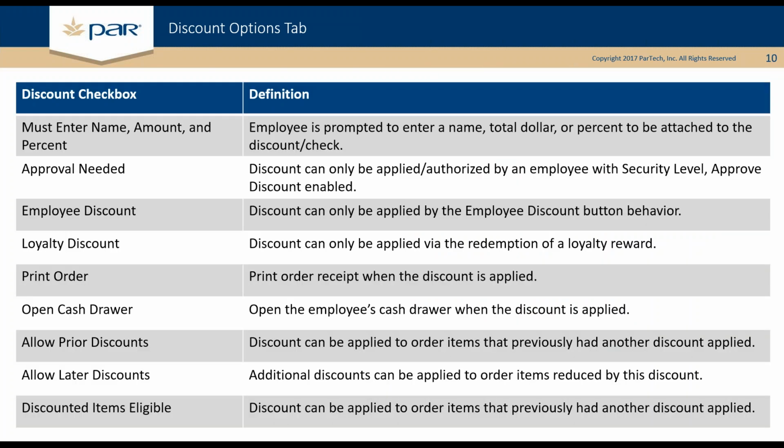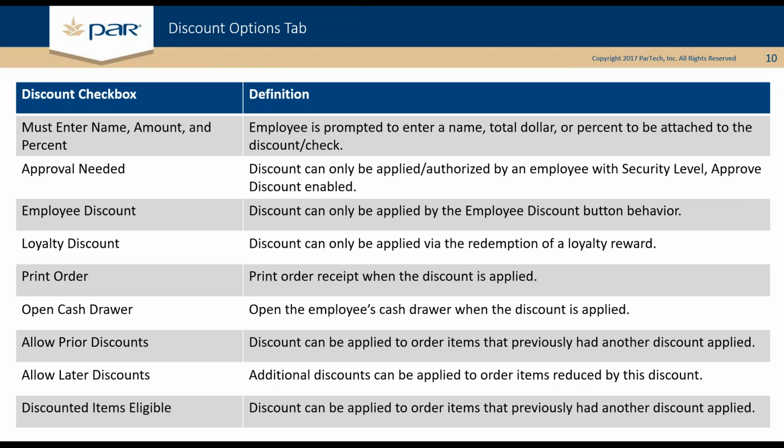On our next slide here, I give a little definition of what each of those checkboxes could be utilized as. So you've got your enter name, amount, and percent, where the employee is prompted to enter a name, total dollar or percent to be attached to the discount or check. Approval needed, again, means the discount can only be applied when authorized by an employee with security level approved discount enabled. The employee discount is a discount that can only be applied by the employee discount button behavior, which is configured on the layout itself.